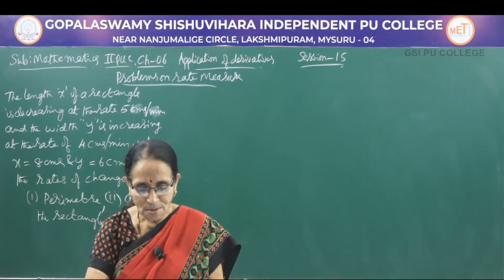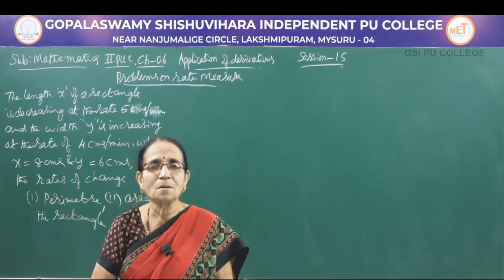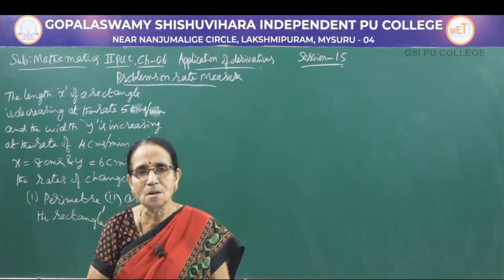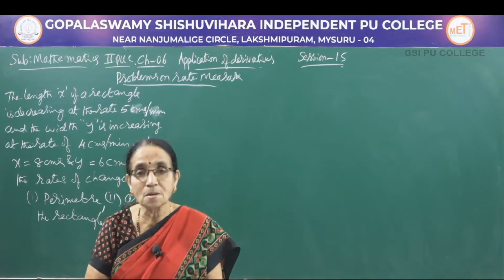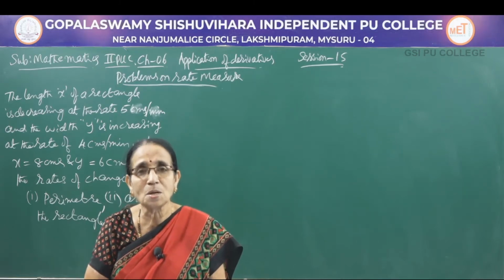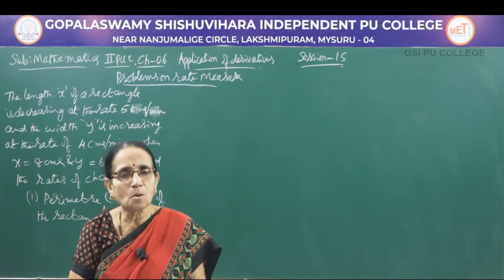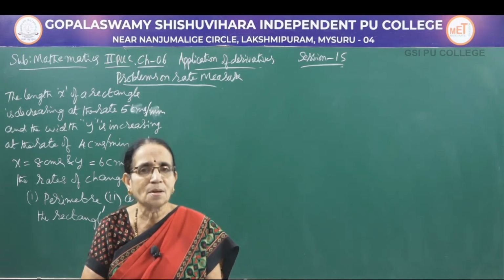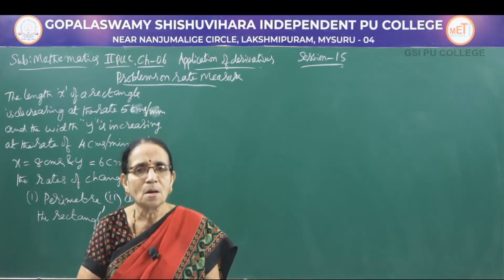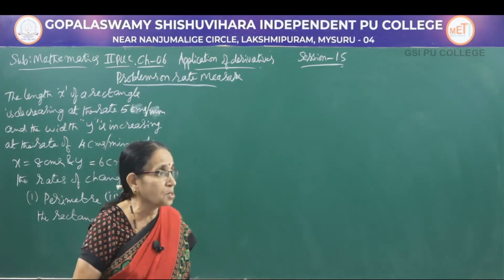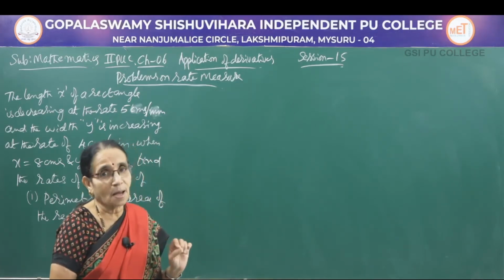Good morning, students. In the previous session, I had started the fourth application of the derivative, which is called the rate measure. That is, the derivative can be taken as a rate measurer. Now, we had worked out some problems connected with geometrical figures, that is a circle, and also about the velocity of a moving car.